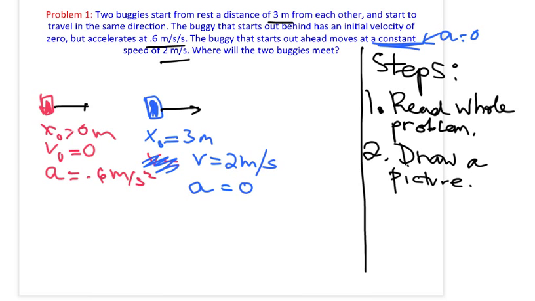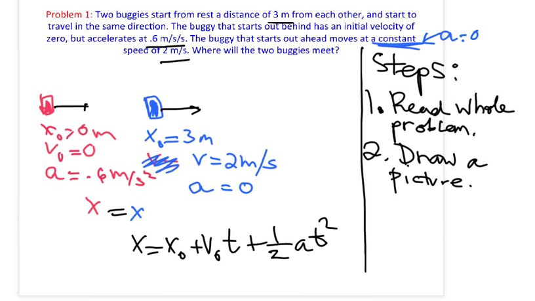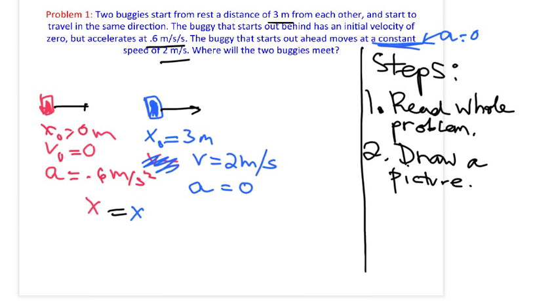We want to know where they meet. So we want to know where x equals x, because those are the positions. When they're equal, they'll be at the same place. Because I'm trying to set positions equal to each other, I probably want the equation that starts with position, and looking back, that's the one that says x equals x naught plus v naught t plus 1/2 a t squared. So I'm going to write that out for each one, the red buggy and the blue buggy.